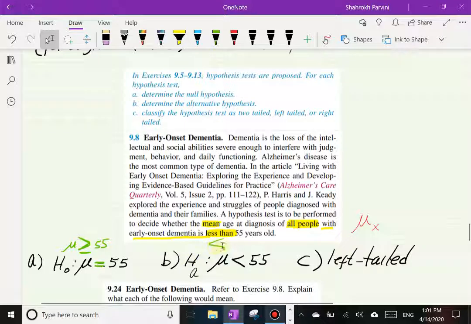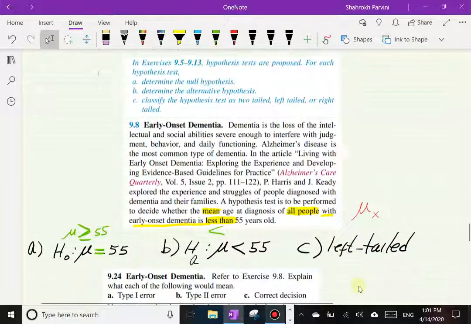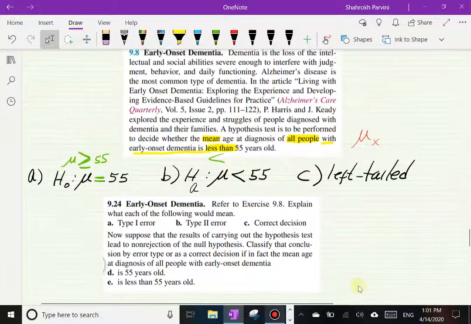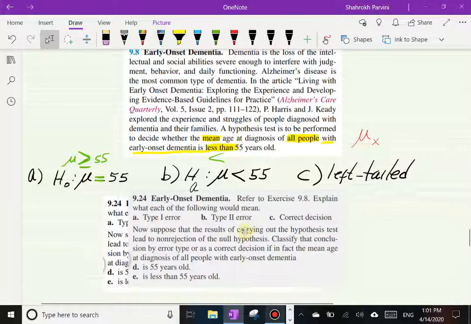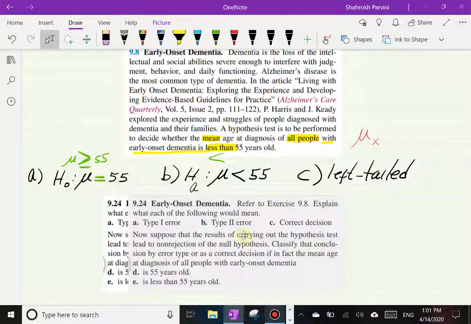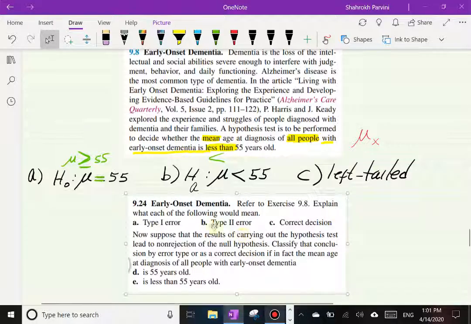And because the alternative is less than, this is a left tail test. If it was greater than, it would be a right tail test. If it was not equal to, it would be a two tail test. Okay? Now let's read on further. In this exercise, now a continuation of the one we just did, the exercise now reads, refer to the exercise that we just did. Okay, that would be exercise 9.8.